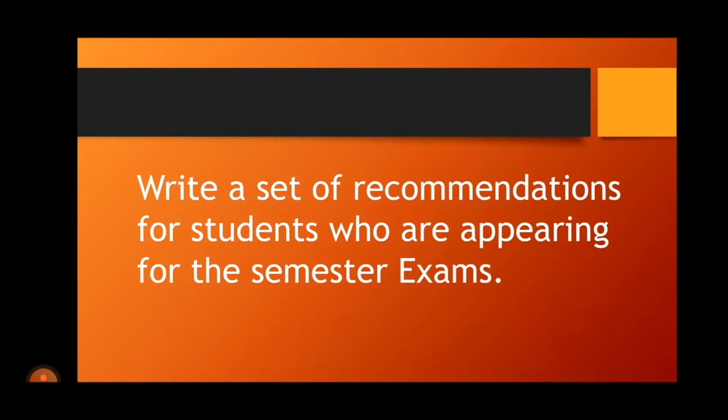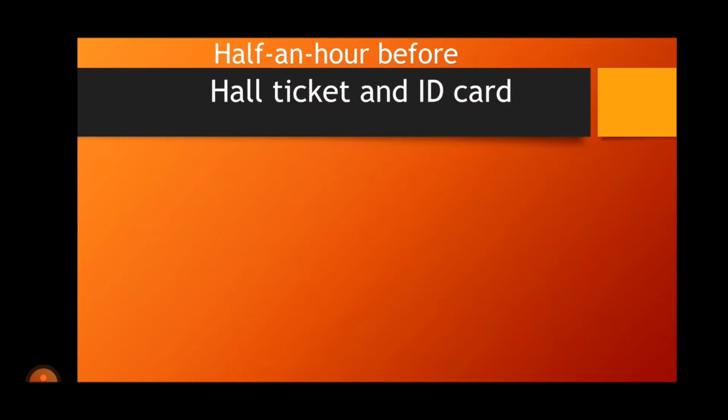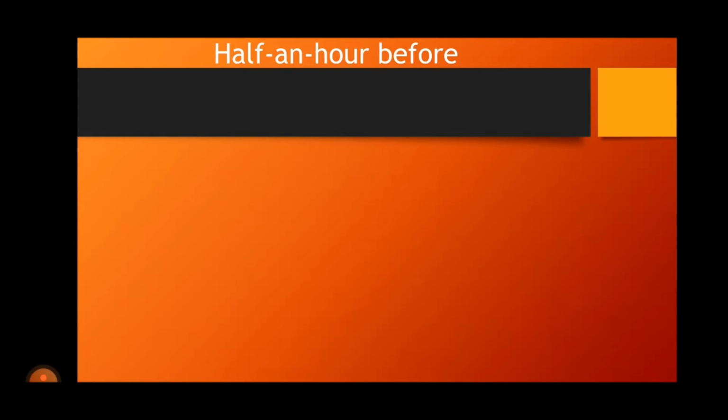So now we'll see one by one. Let us try for this. Write a set of recommendations for students who are appearing for the semester exams. Here, half an hour before is a clue word. Hall ticket and ID card is also a clue word. And again, sign attendance sheet is also a clue word.